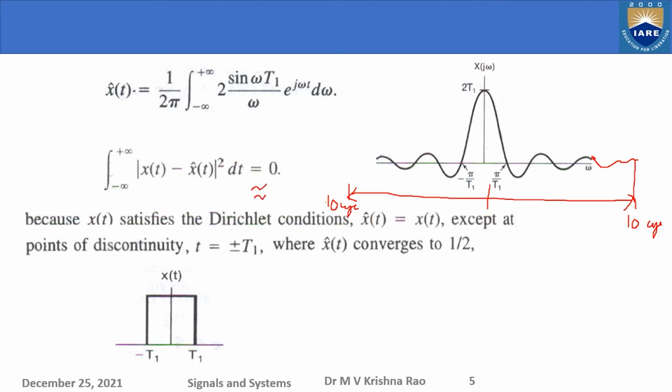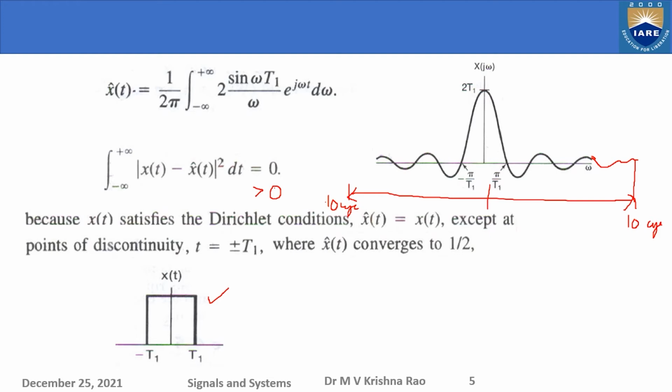This error is greater than 0, approximately 0. So I should say that it is greater than 0. It cannot be 0. That means you failed to reconstruct the original shape of the pulse. Okay, that means you are limiting the signal in bandwidth here.